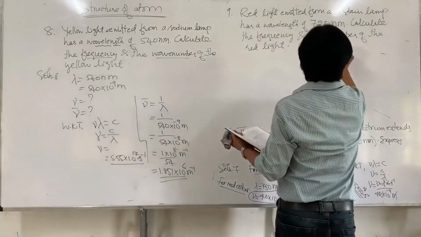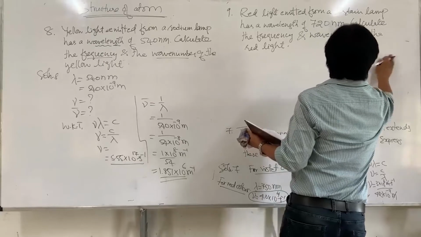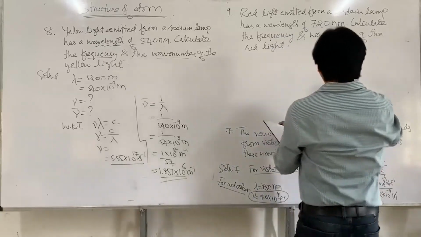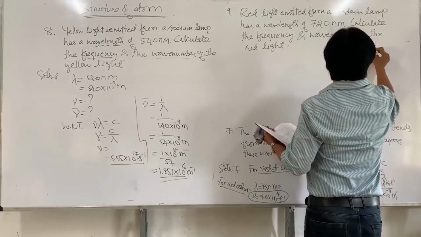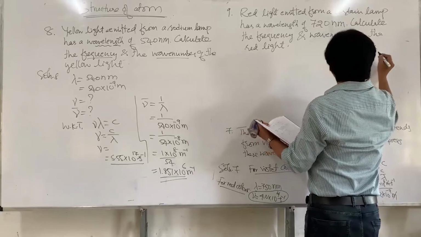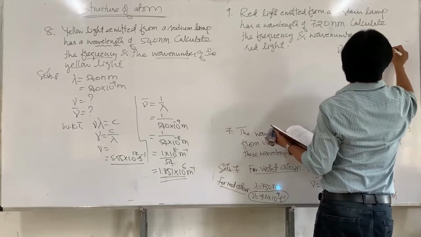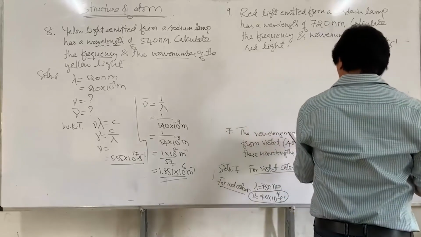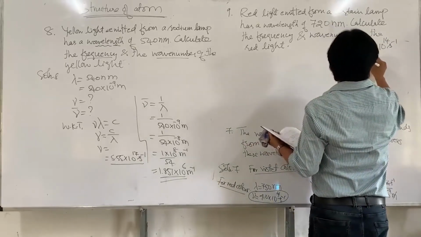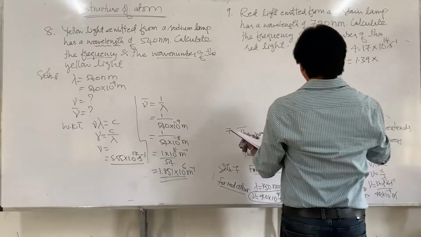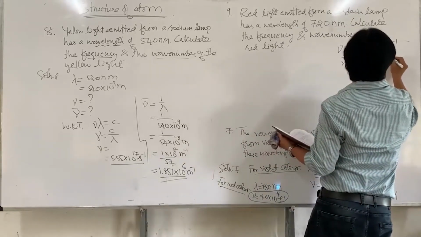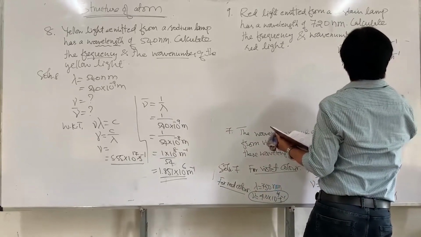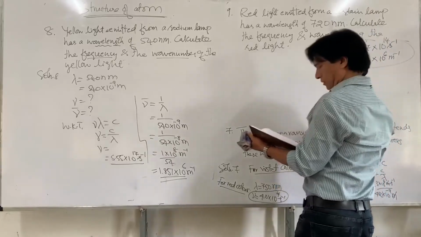And the answers I've got here, for the frequency, if I'm not wrong, is 4.17 into 10 raised to the power 14 per sec. And then the wave number, nu bar, is 1.39 into 10 raised to the power 6 per meter. So these are the answers for you.